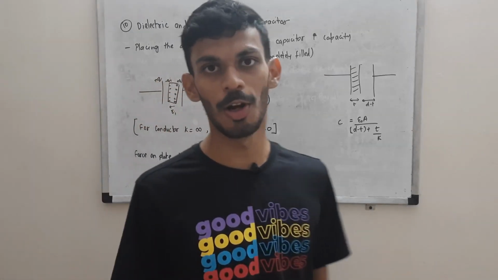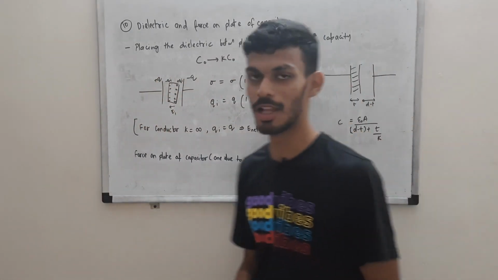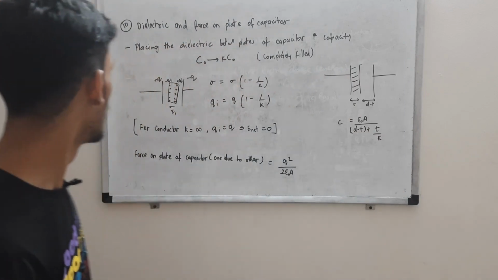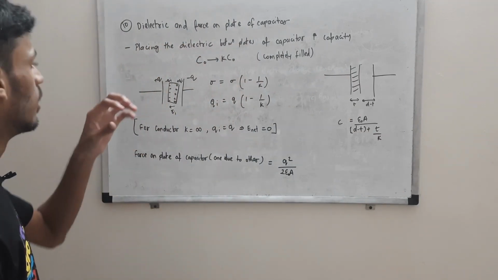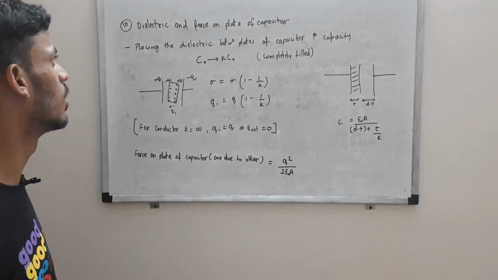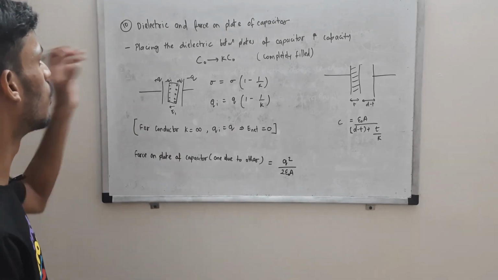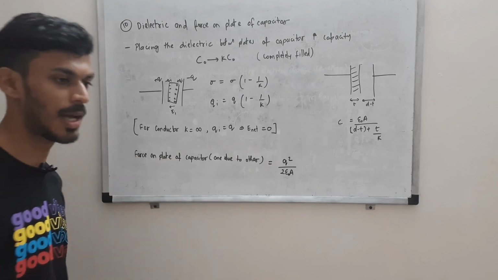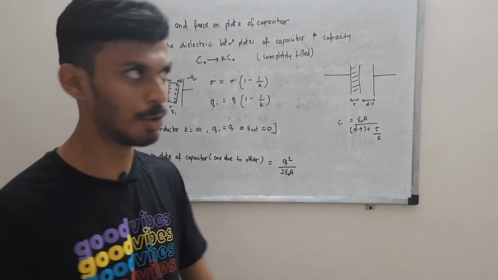Section number 10, not a lot to do after this, so let's pull up our socks for this final stretch. Here we are going to discuss the effect of a dielectric when it is placed between the plates of a capacitor, and we'll also see a relation for the force on one plate of the capacitor due to the other one.